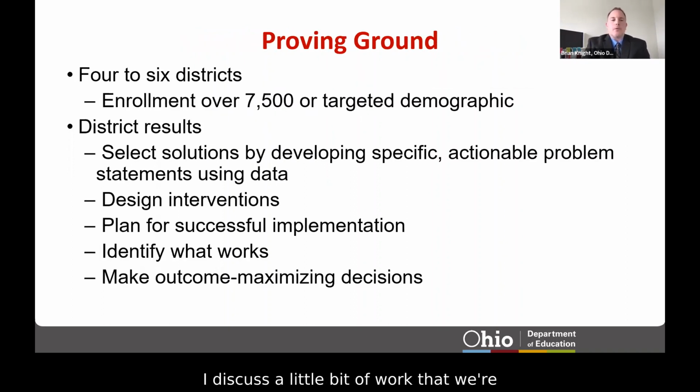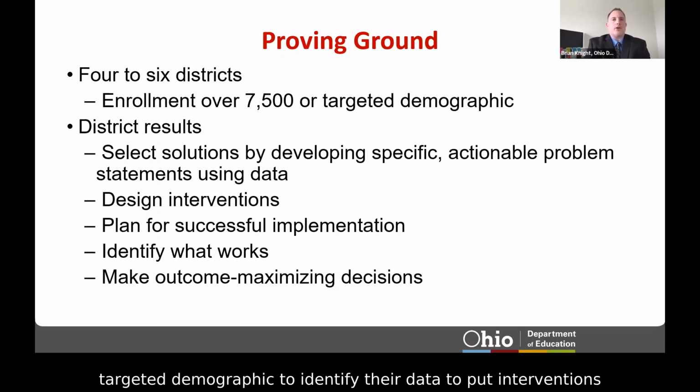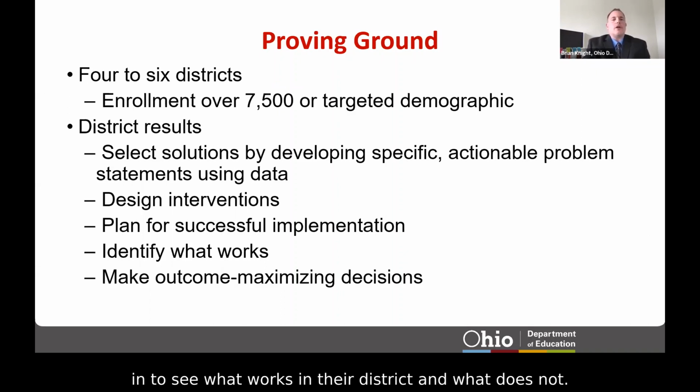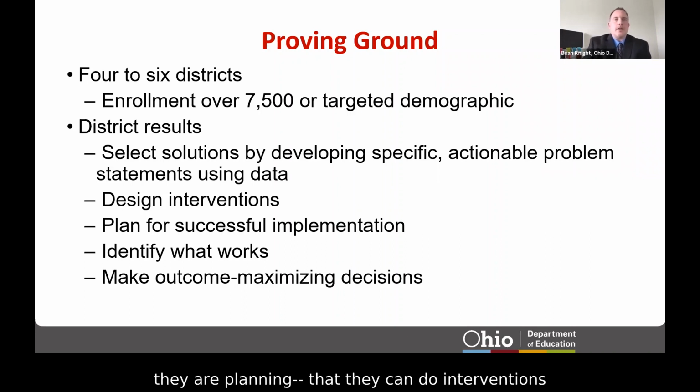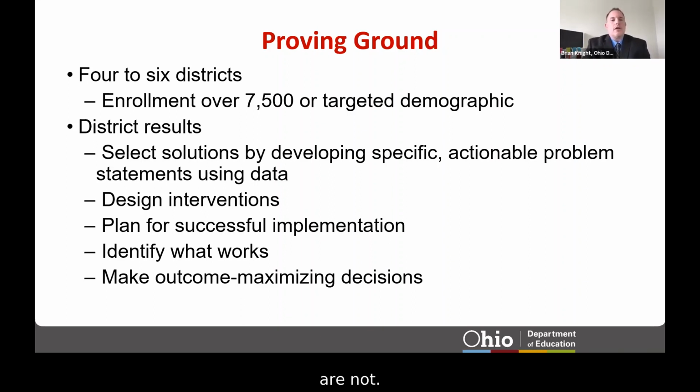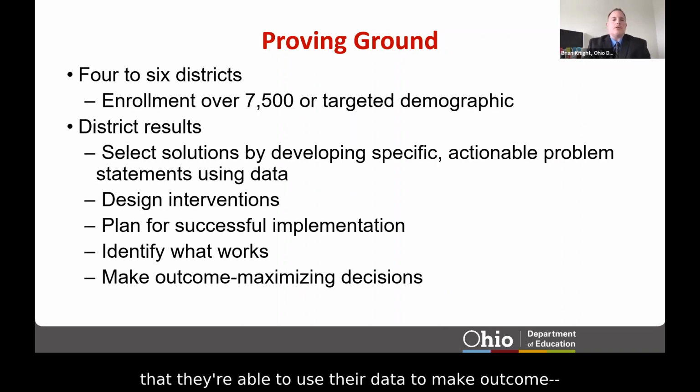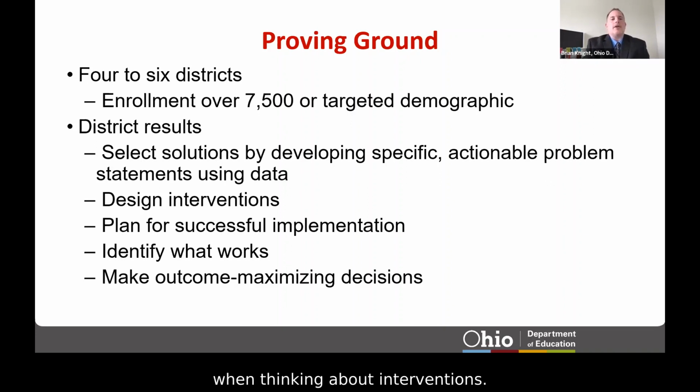I discussed a little bit of work that we're doing with Proving Ground. We look to enhance that relationship with Proving Ground. We are going to work with 4 to 6 districts that have over 7,500 students or a possible targeted demographic to identify their data, to put interventions in, to see what works in their district and what does not. We also want to make sure that districts understand that when they are planning, that they can do interventions that will be successful and eliminate the ones that are not. And then finally, we want to make sure that they're able to use their data to make positive outcome maximizing decisions when thinking about interventions.